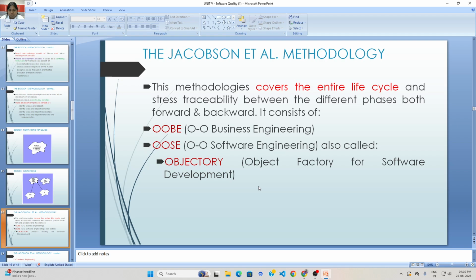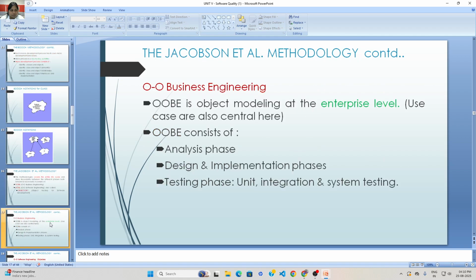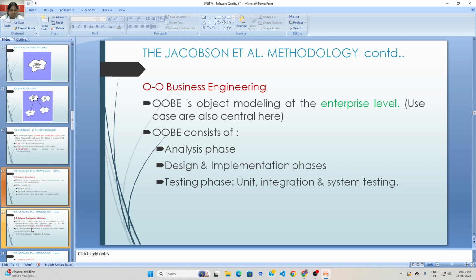And it has two types. One is object-oriented business engineering, and another one is object-oriented software engineering. Object-oriented business engineering is used at the enterprise level. It consists of analysis phase, design implementation phase, and testing phase. In testing, we use unit tests, integration tests, and system testing.